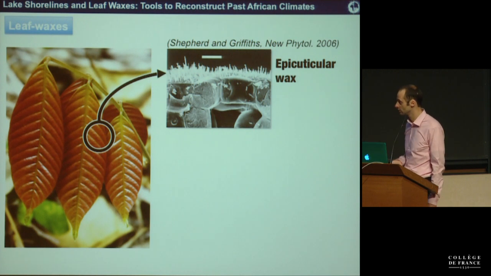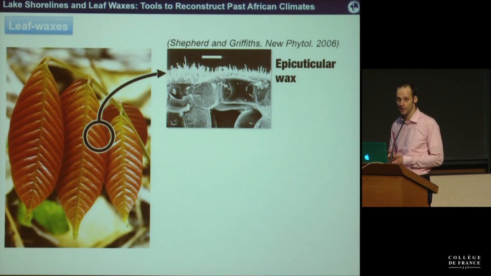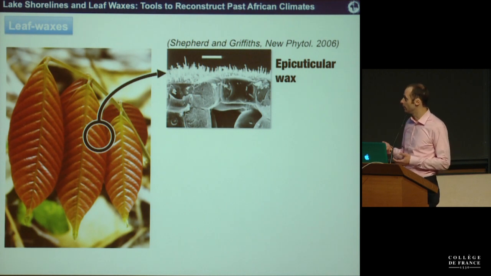So what is the function of these waxes? It's to protect the plant from different biotic and abiotic stresses. For example, the temperature, for example, osmotic stress. There is also wind abrasion. So there are several stresses, and so the plant is protecting itself by covering its leaf by this coating.